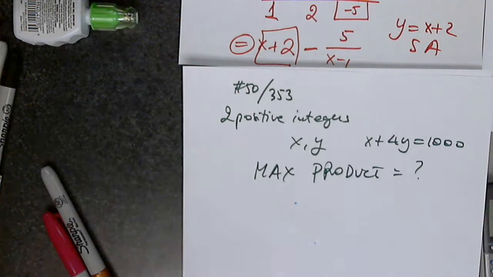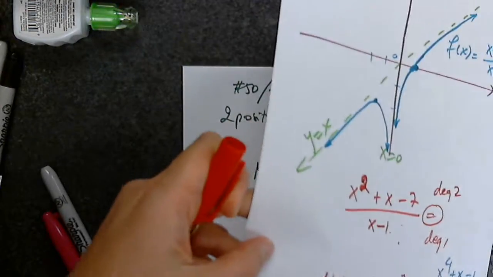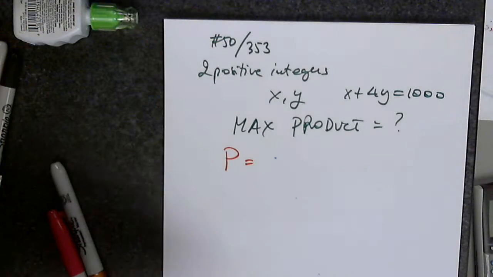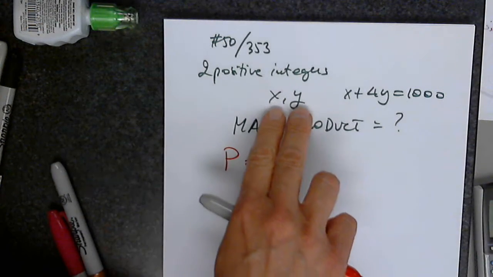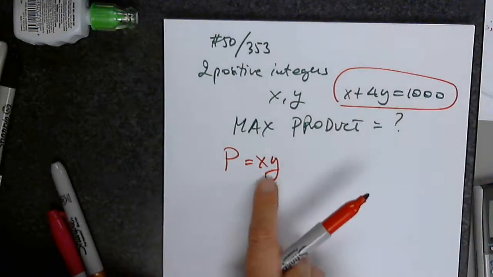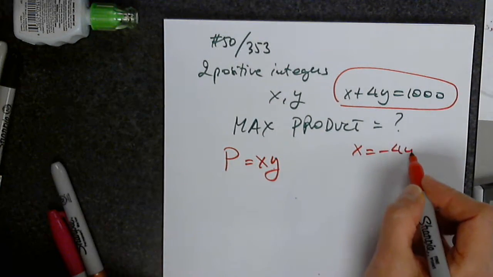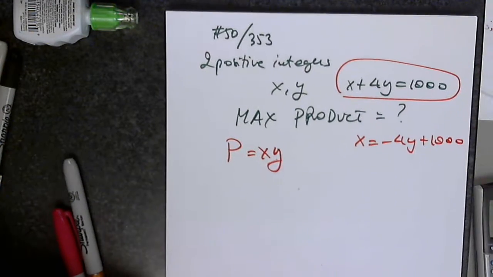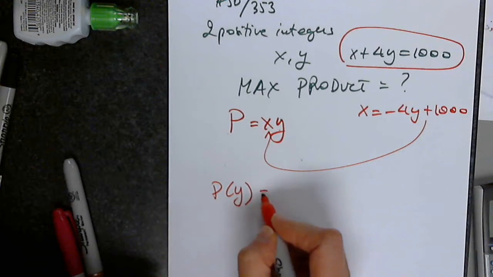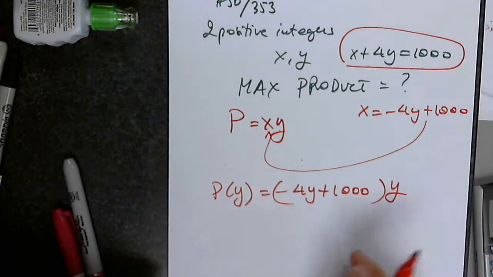How do I write the product of these numbers? What is the product of x and y? Good. Let's say I'm solving this equation because I have 3 variables. 1, 2, 3 variables. I can't. I'm going to solve for, let's say, x, and replace it in here. And now this is a function of y. So negative 4y plus 1,000 times y.